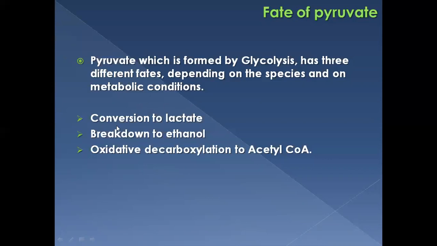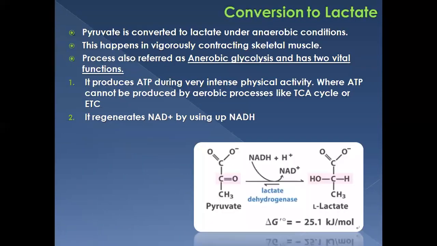And the first process is the conversion of pyruvate to lactate, the second one is the breakdown of pyruvate to ethanol, and the third is oxidative decarboxylation of pyruvate to acetyl coenzyme A. So these are the 3 fates or the pathways of pyruvate. So let us discuss one by one. Conversion of pyruvate to lactate.